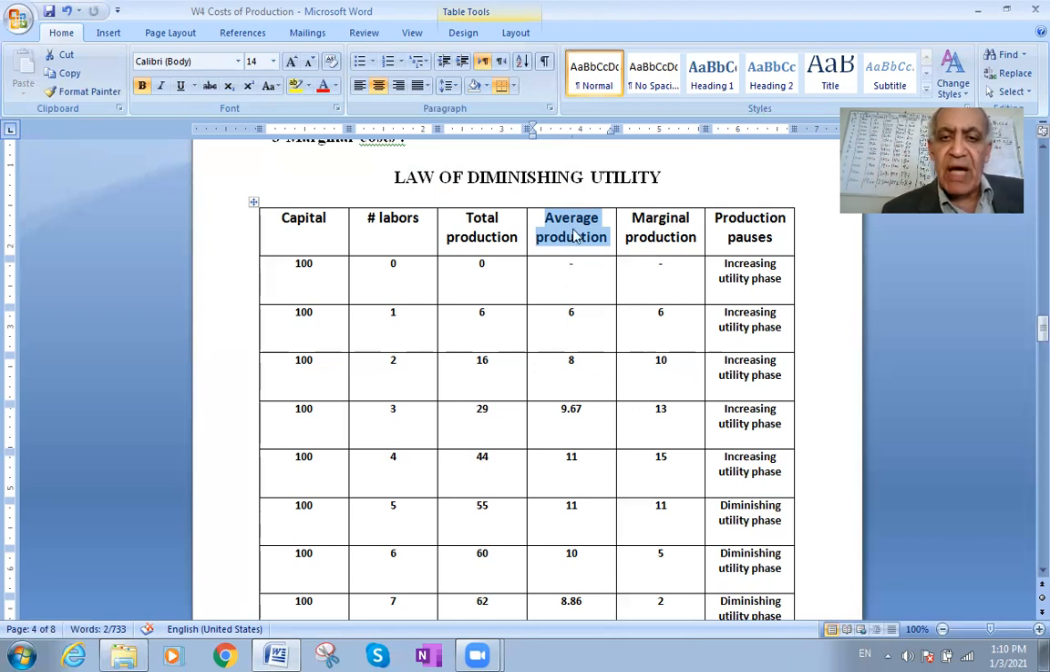So I will do the average production. Average means what? The total production divided by the number of labors. As an example, the total production here is 6. 6 divided by 1 will give me 6. 16 divided by 2 will give me 8. 29 divided by 3 will give me 9.67. This I call the average production.